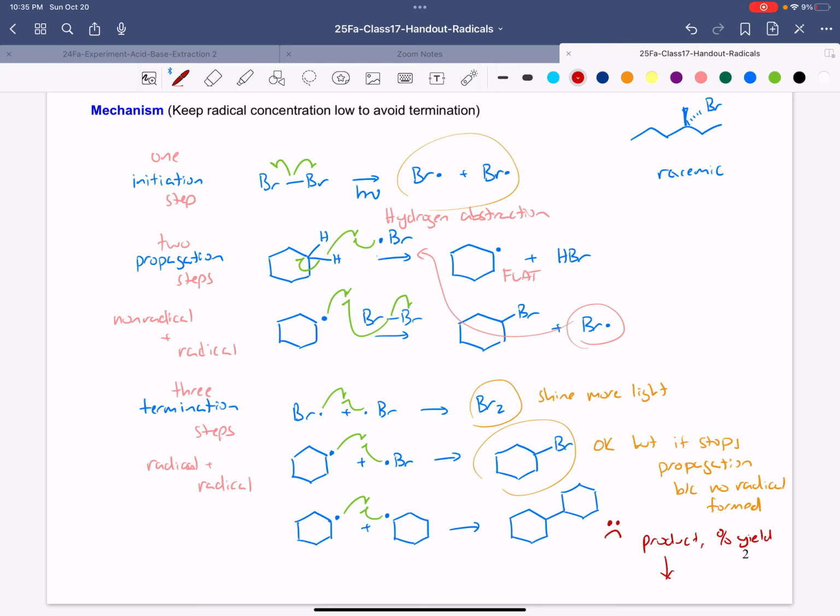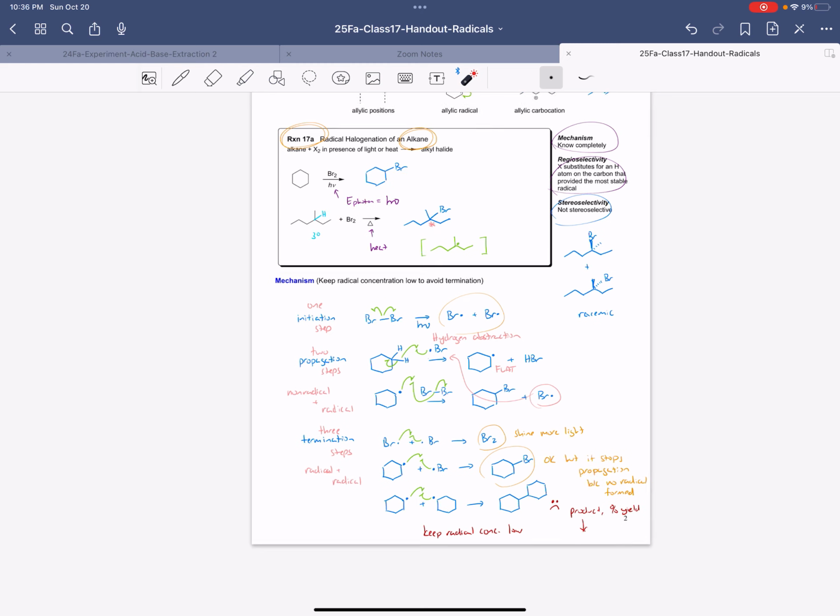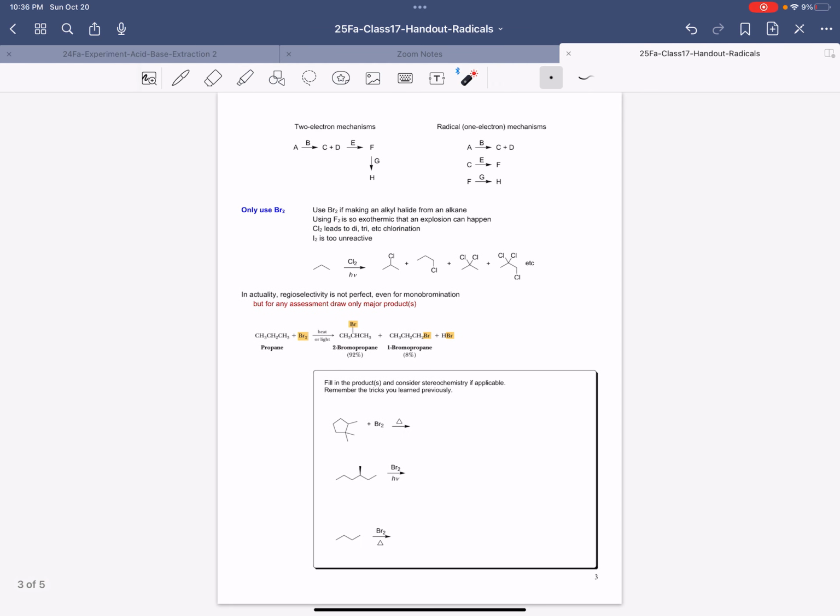And so the idea is to keep radical concentration low to avoid termination. If we keep it low, that's fine, right? Because in this cycle, we always create one for every one that we used. So it will keep going, even if you start out with a low concentration of radicals. All right. That's all I want to say. That's a lot for page 2. Let me finish up page 3. It's just a couple more notes and some practice, and I want to do the practice so you have the answers.